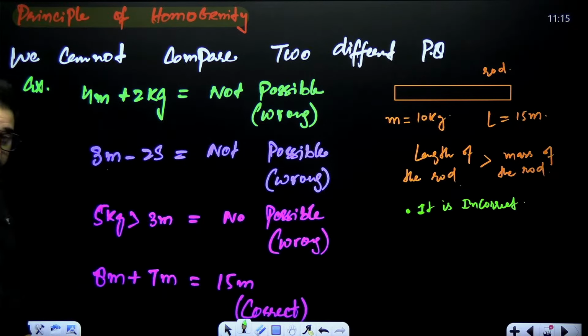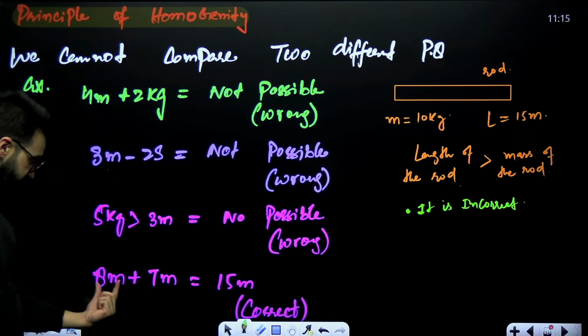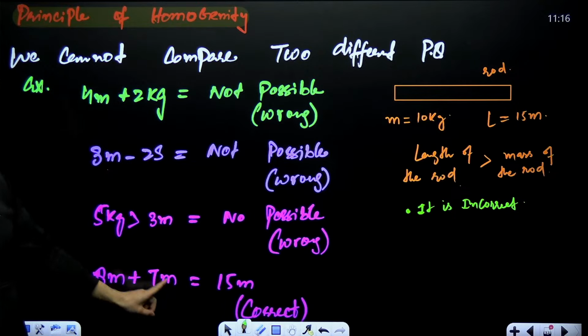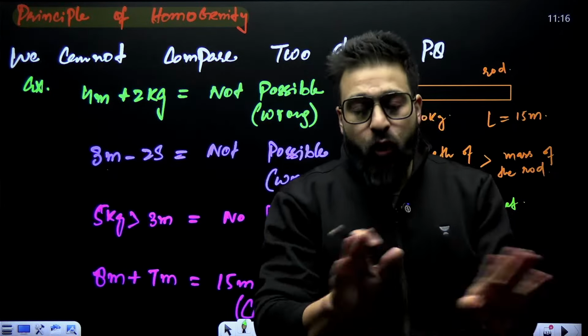Now, my dear friends, it is not possible. It is incorrect. Then we say 5 kg is greater than 3 meters. Is it correct or incorrect? Sir, it is incorrect. You cannot measure the mass with the length. So it is not possible. But if we say 8 meters plus 7 meters is 15 meters, this is length and this is length. Similar physical quantities you can add, subtract, compare. There is no problem in that.